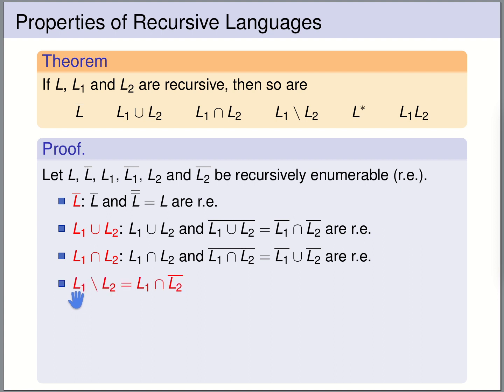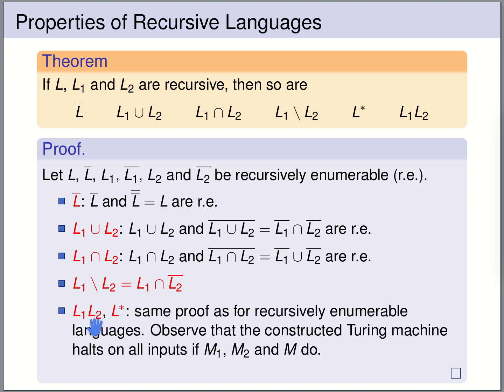Now, if we take the difference L1 minus L2, then we can write it as L1 intersected with the complement of L2. We know that the complement preserves recursive languages. We've just shown that. And we know that the intersection preserves recursive languages. So that means that this language is recursive again.